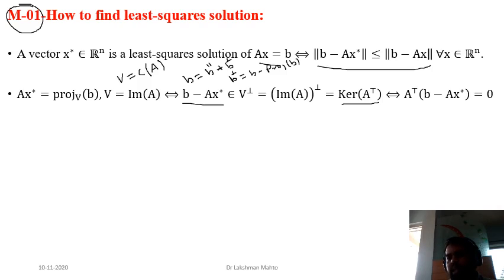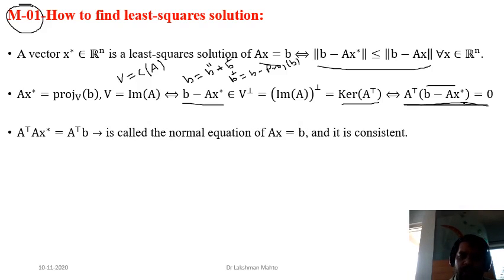So what does it mean? That means if you multiply b minus A times x star with A transpose, it will be nullified. That means A transpose times (b minus A x star) would be 0, because it is coming from the null space of A transpose. Due to the definition of null space, you are getting this null equation. Now if you simplify it, you get A transpose A times x star equal to A transpose b.